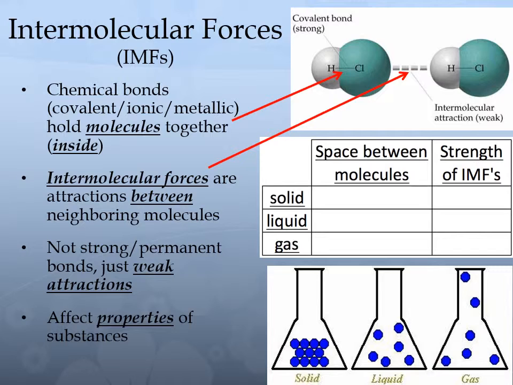This affects all the properties of matter that we learned about way back in the beginning of the year. So solids have very little space between their molecules. And this is because the intermolecular forces between them are very strong and hold these molecules close together. Gases have lots of space between their molecules due to very weak intermolecular forces. And liquids are kind of in the middle. Liquid molecules hold on to their neighbors enough to flow past each other, but not so much that they become a solid and lock together.